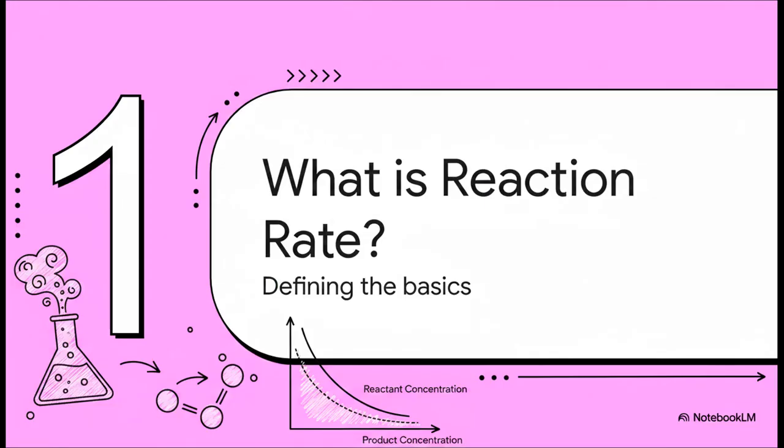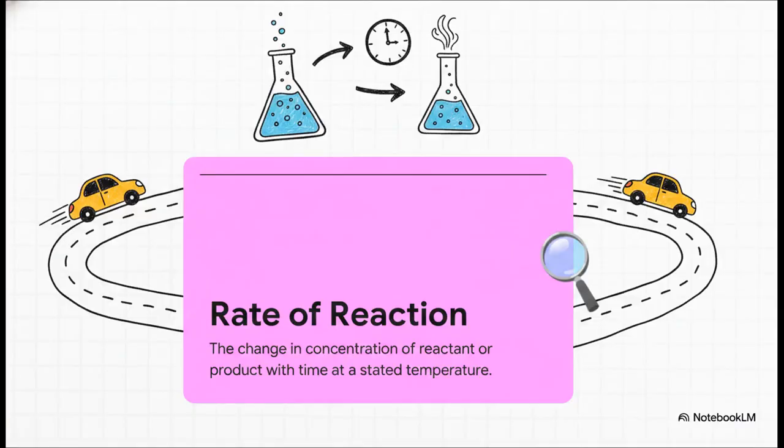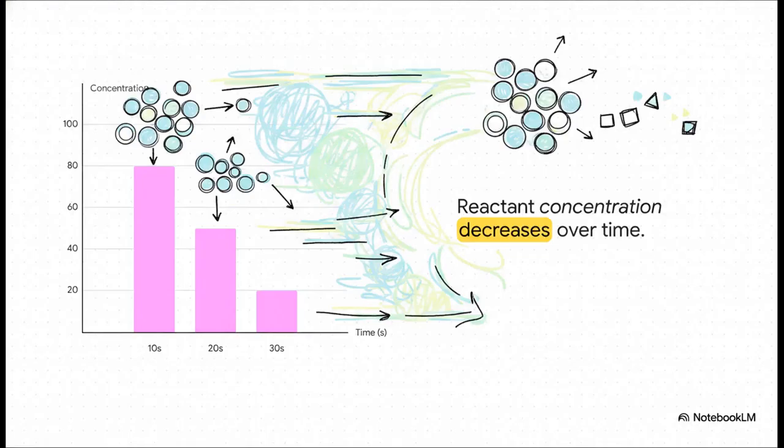Section 1. What is reaction rate? Defining the basics. According to Section 10.1 of your CSEC syllabus, you literally need to know this exact definition word for word. The rate of reaction is the change in concentration of reactant or product with time at a stated temperature. Think of it kind of like driving a car, right? Your speed is just how your distance changes over time, while in chemistry, the rate is how your chemical concentration changes over time.